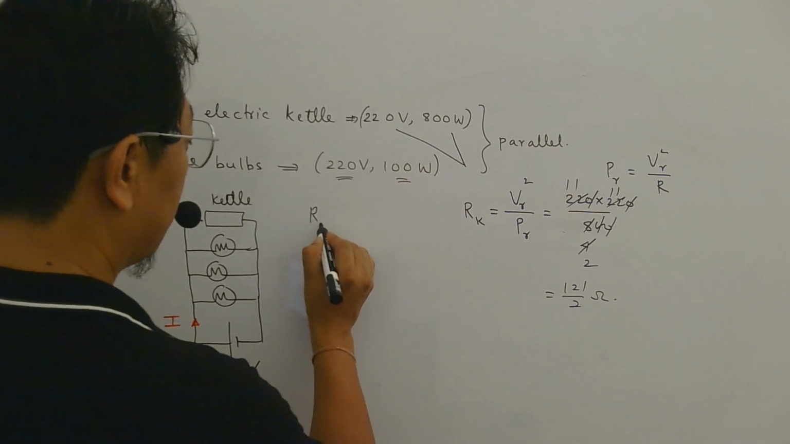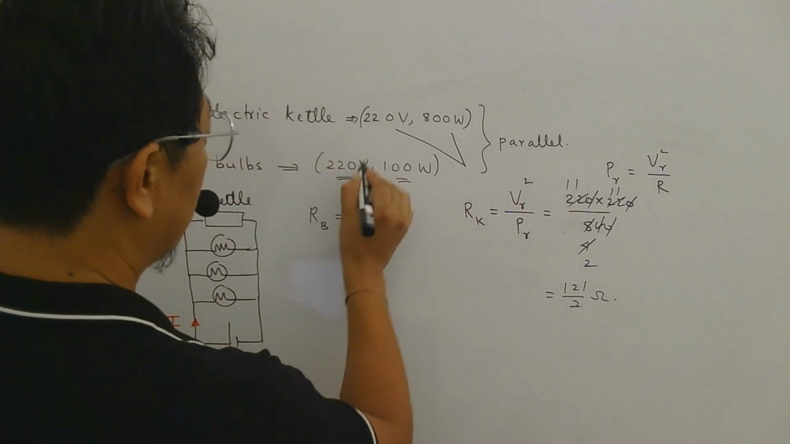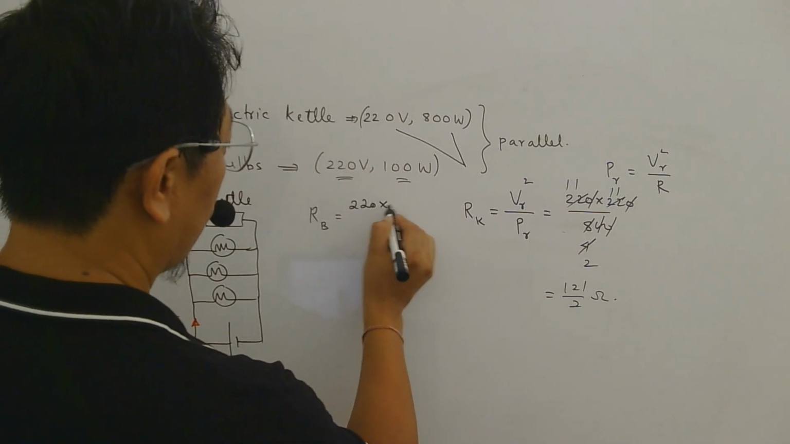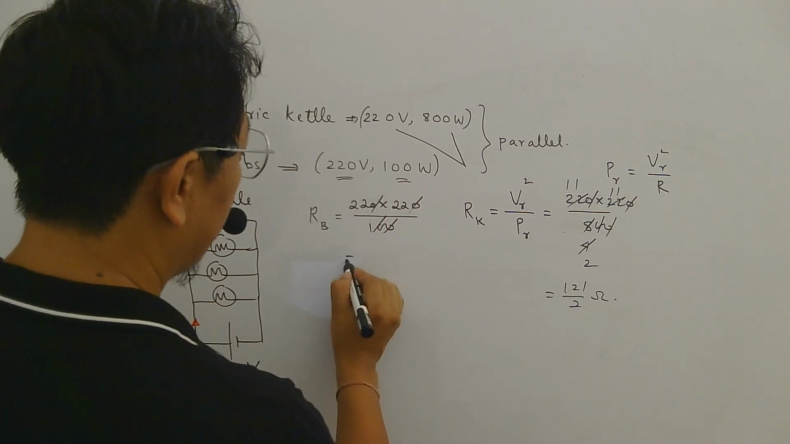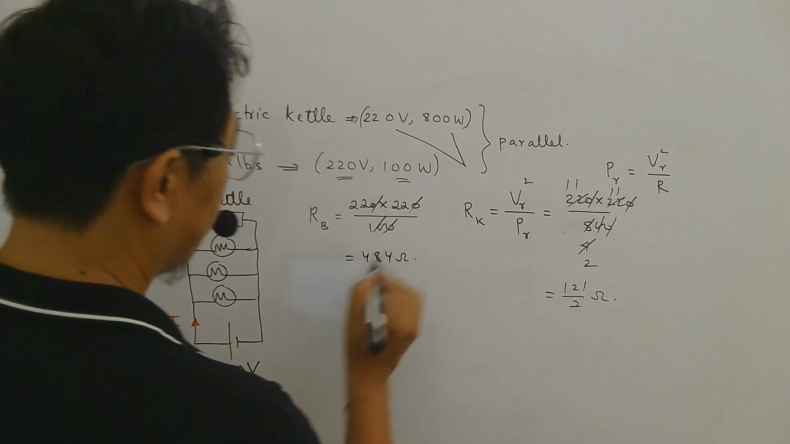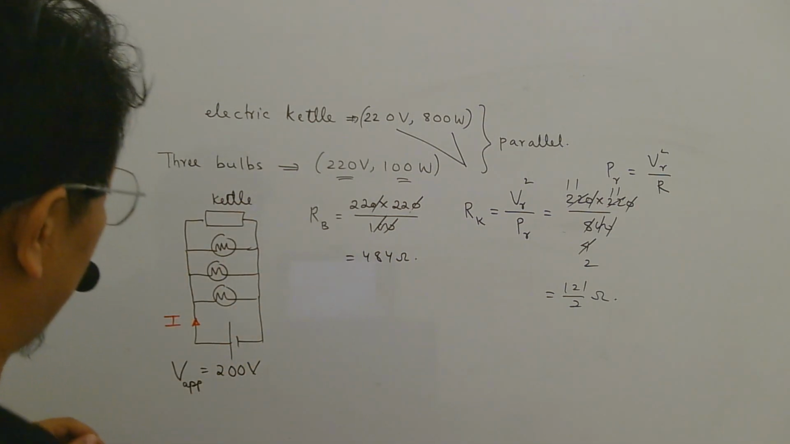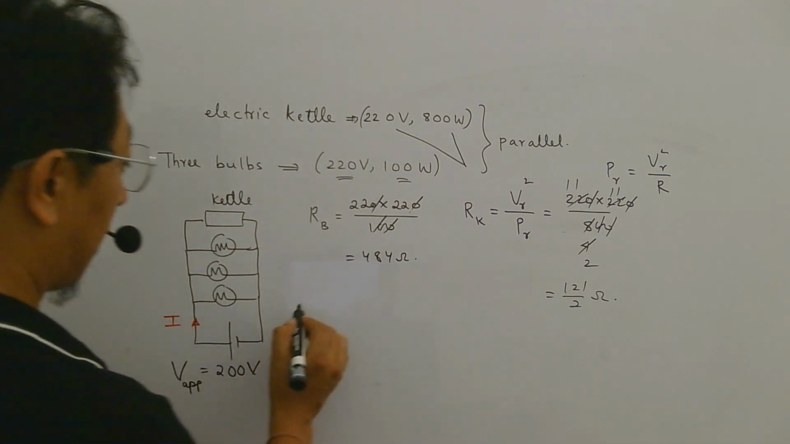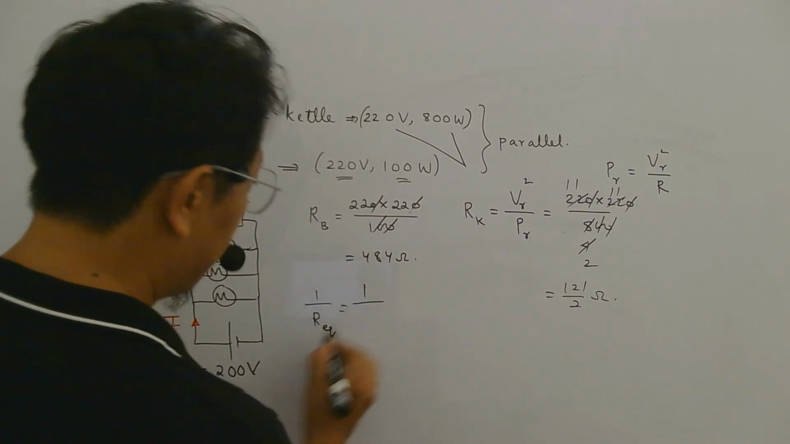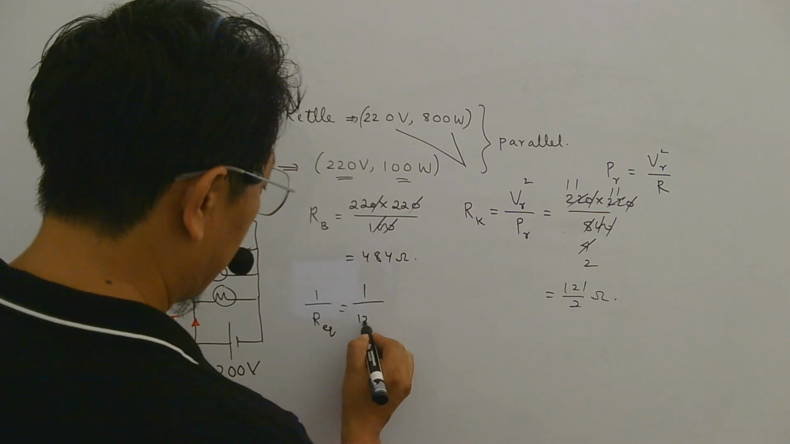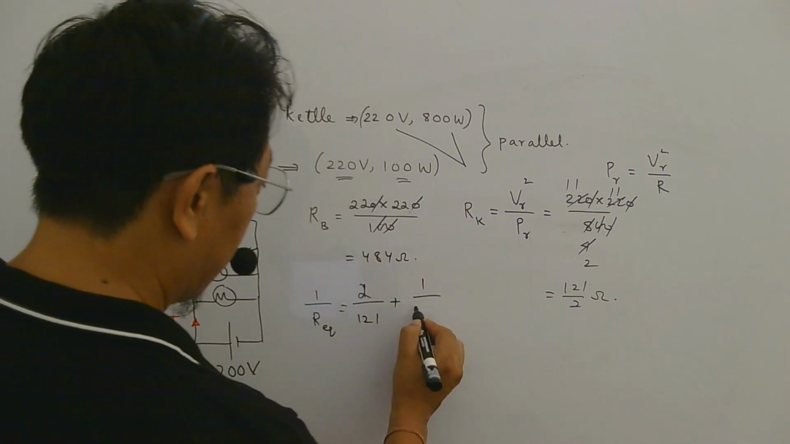What about the resistance of each bulb? R_B, let me write. Again, voltage square, that is 220 square divided by 100. So that will be 484 ohm. Now we will replace all of them by one equivalent resistance. In parallel, 1 by R equivalent will be 1 by R of the kettle, which is 121 by 2, plus 1 by 484.